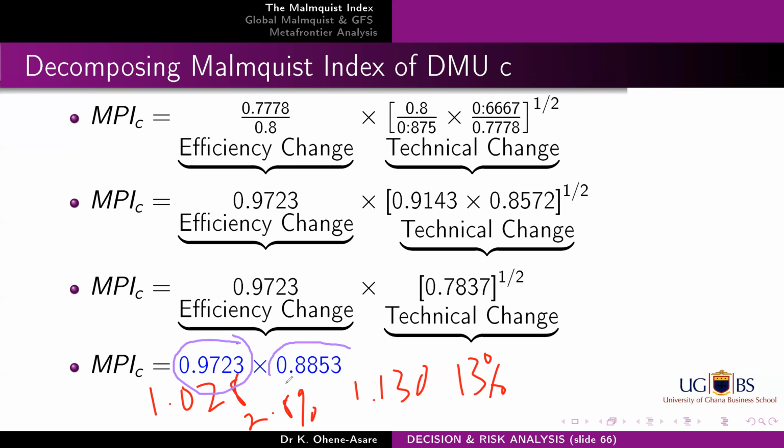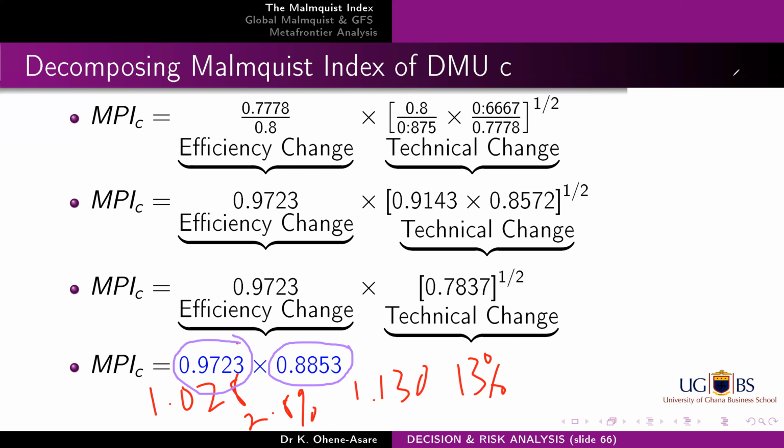Between the efficiency change and the technical change, which one is driving the productivity more? What would you say? Which one? Is it the EC or the TC? EC or TC? So now you know that it is TC.